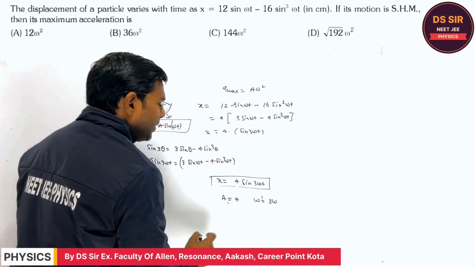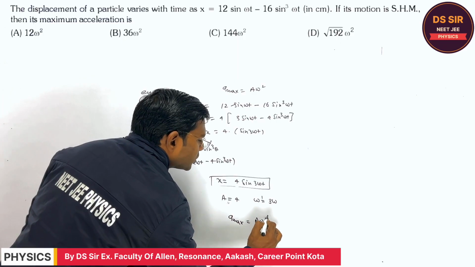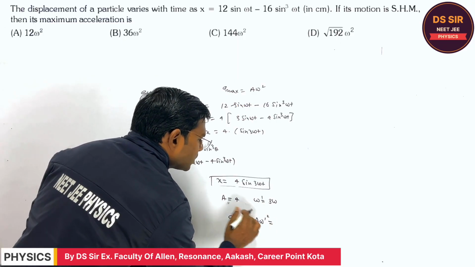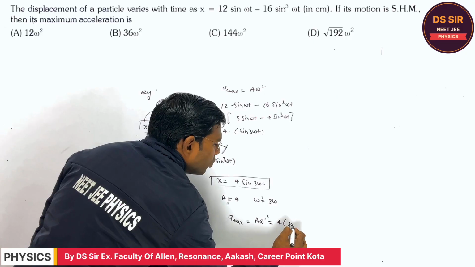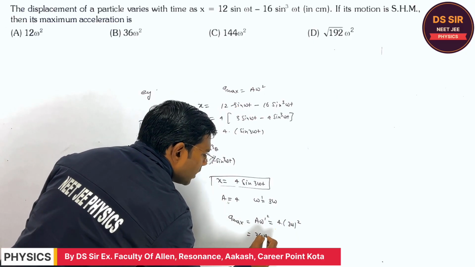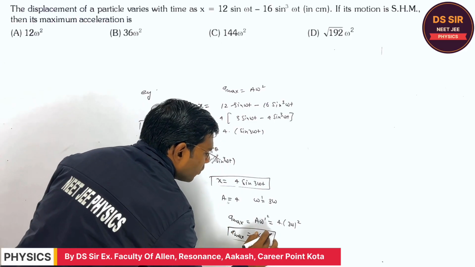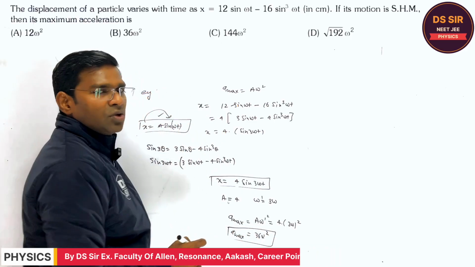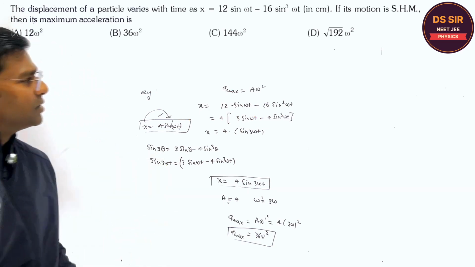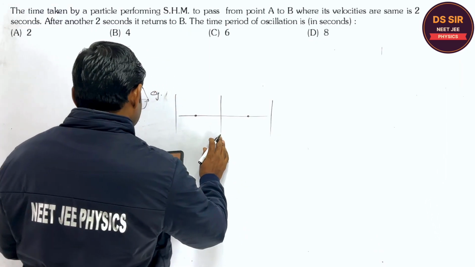So what is the maximum acceleration? You will say A omega dash square. So amplitude is 4, the omega is 3 omega, whole square. So this is 3 3 9, 36 omega square. So the maximum acceleration you can find for this equation. All right, copy this. So what is given in this question, you tell.